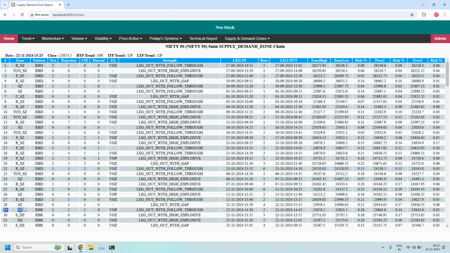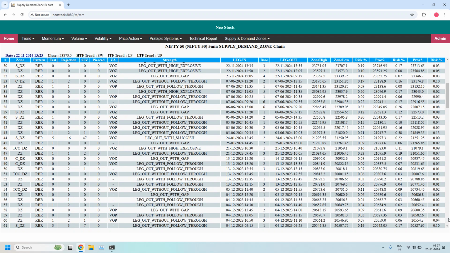And demand zones are starting from 29th. Above all are supply zones. You have few demand zones. So I am scrolling the list down to refer more demand zones. So this is about NIFTY supply demand zone chain.